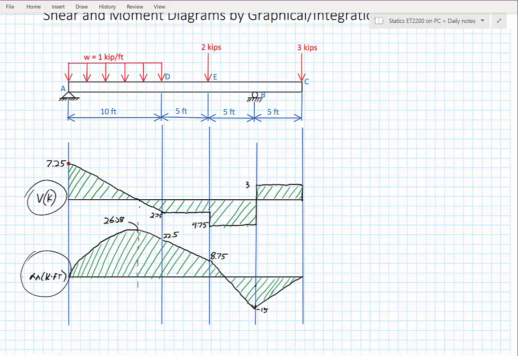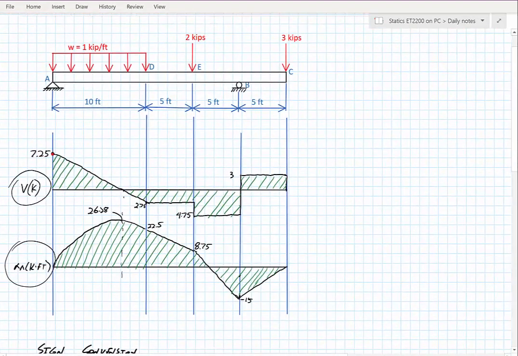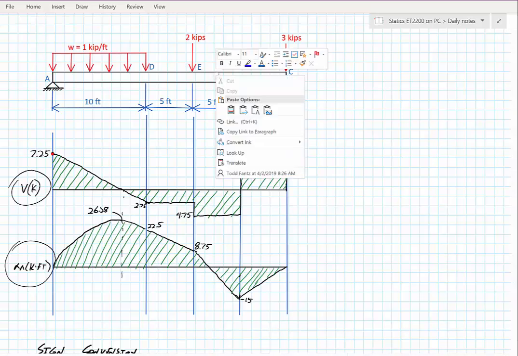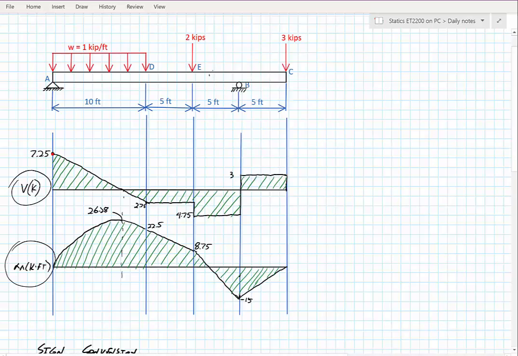negative moment of negative 15 kip feet, and that could be beneficial if I were putting in rebar in a concrete beam, or if I were designing the depth of a steel beam, or various things. We would want to know these values of what the shear and the moment are along the beam. Or if I had a little crack in here, right? That's a classic. A little crack in the beam. Hey, a little crack in the beam, I can come down and say, oh, well, at that time, I know what my shear and what my moment were.